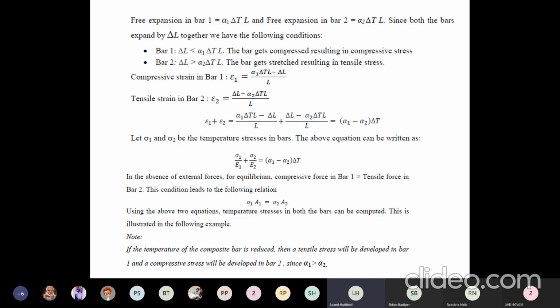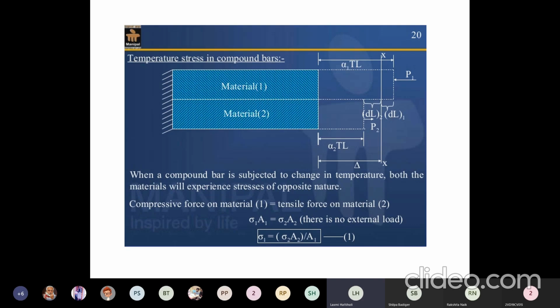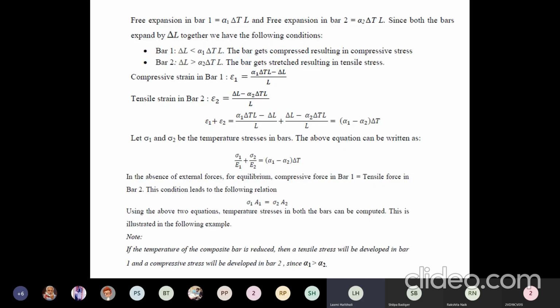Now similarly, tensile strain in bar 2. In the second bar, I said that delta L is greater than alpha 2 T L. Whichever is greater, you can take first. So DL2 is greater than alpha 2 T L. So what is the change in length now? DL2 minus alpha 2 T L. That's what I have written here: in bar 2, delta L minus alpha 2 T L, whole divided by the original length, that is L. Whichever is greater, you are supposed to take first.